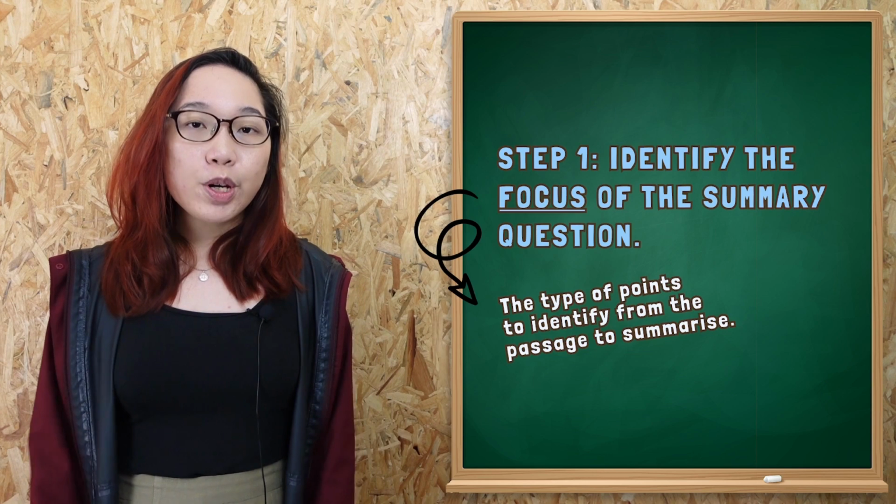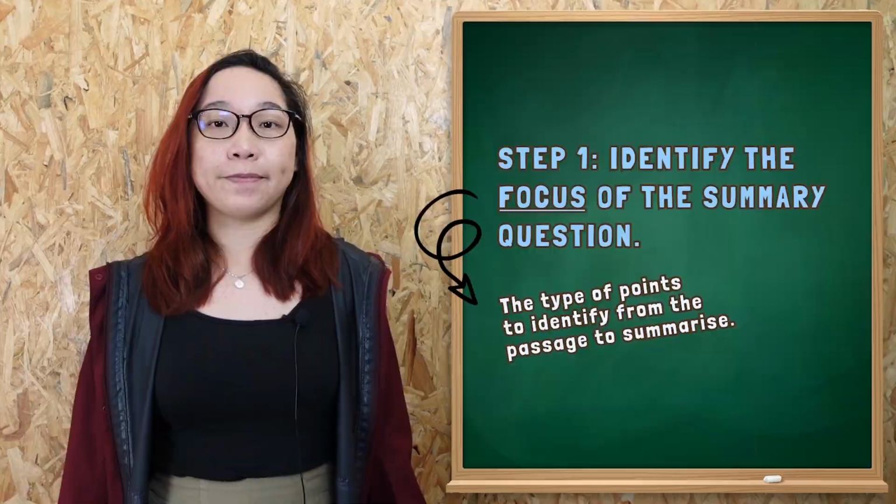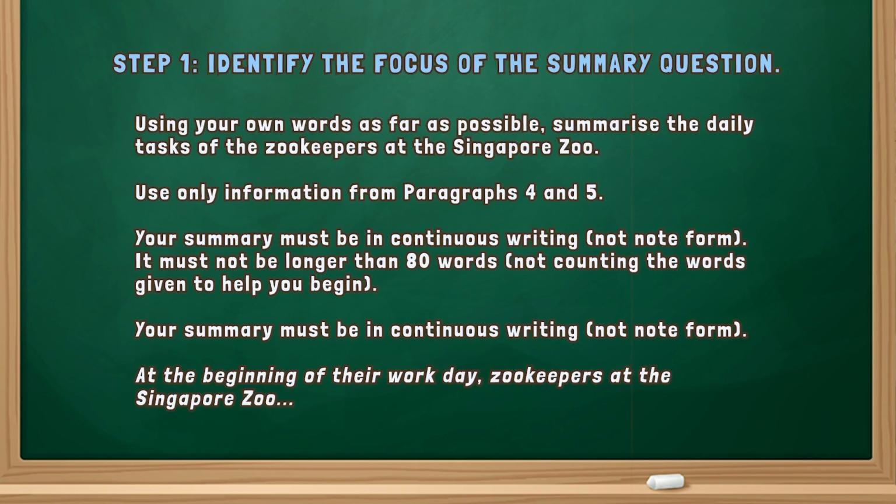The focus of the summary question refers to the type of points you must pick out from the paragraphs to summarize. So, if we look back at the summary question from earlier, I will highlight the daily tasks of the zookeepers at the Singapore Zoo and label it as the focus of the summary question. By picking out the focus of the question, I know I should not be picking out information on the emotions, diet, or relationships of the zookeepers when hunting for points in the passage later. Instead, I need to locate points about the many different tasks these keepers carry out as part of their job taking care of animals in the zoo.